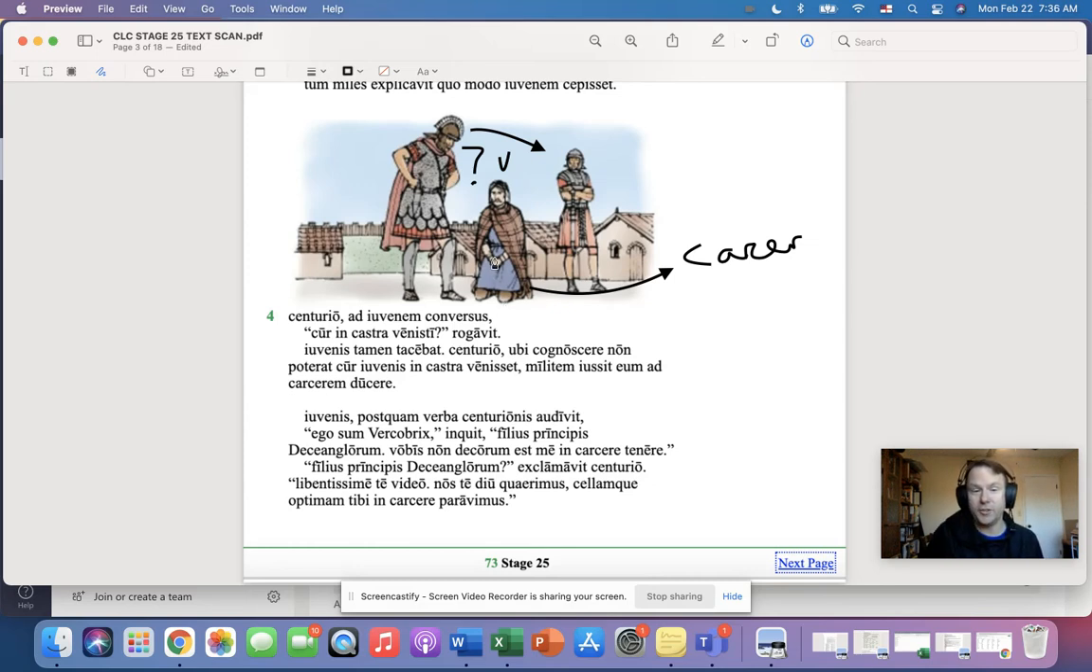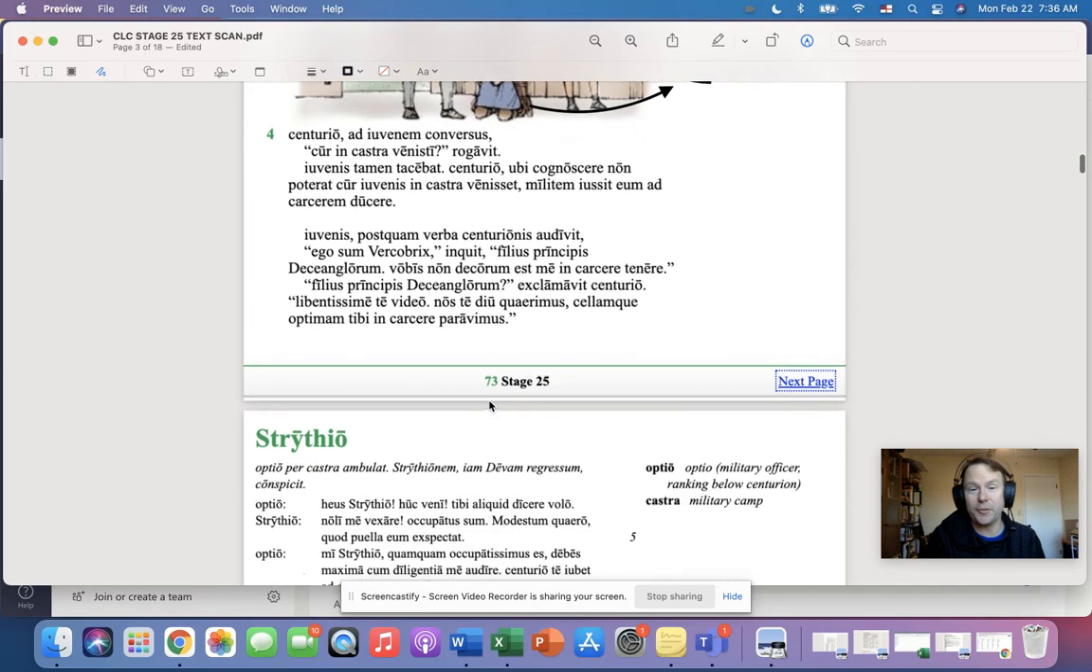Well, centurio exclamavit: filius principis Decangloruim? Libentissime te video. Nos te diu quaerimus. Locum optimum tibi in carcere paravimus. So it looks like Vercobrix is going to spend some time in jail. All right. Well, that's going to set up everything for the rest of the stage there.